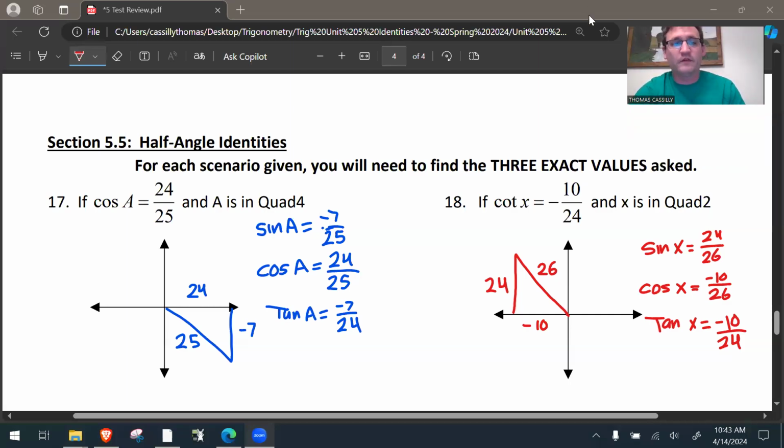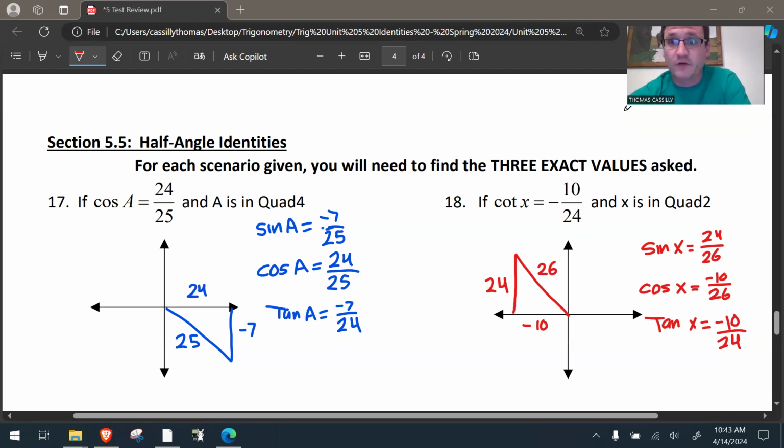Here we go. This is the fourth page of the Unit 5 test review for Trig. These are all about the half angle identities. And these formulas are a little bit more complicated, but we'll just go through and explain them as we go. So I just went ahead and made all the triangles.